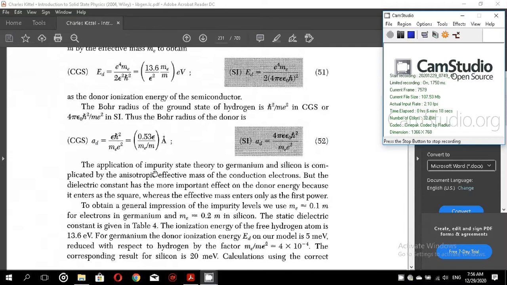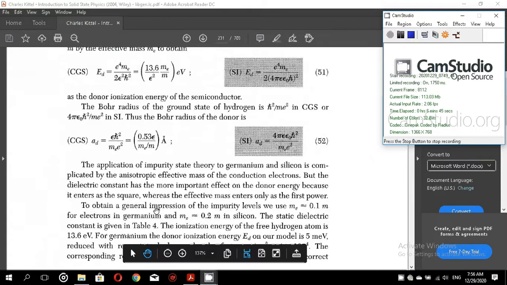The application of impurity state theory to germanium and silicon is complicated by the anisotropic effective mass of the conduction electrons, but the dielectric constant has the more important effect on the donor energy because it enters as the square, whereas the effective mass enters only as the first power. To obtain a general impression of the impurity levels, we use the effective mass approximately equal to 0.1 of the free electron mass m for electrons in germanium and m_e as 0.2 m in silicon.